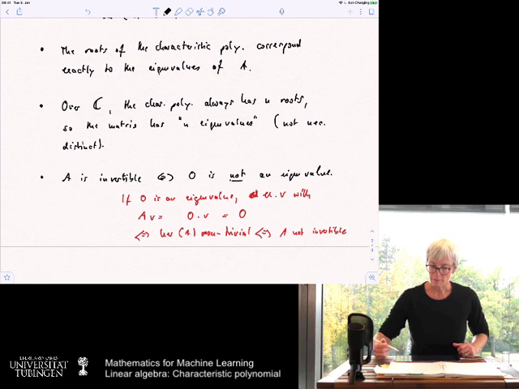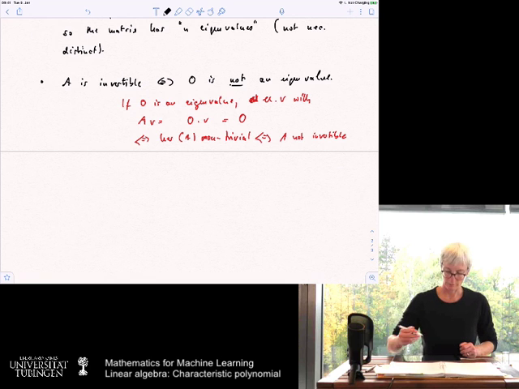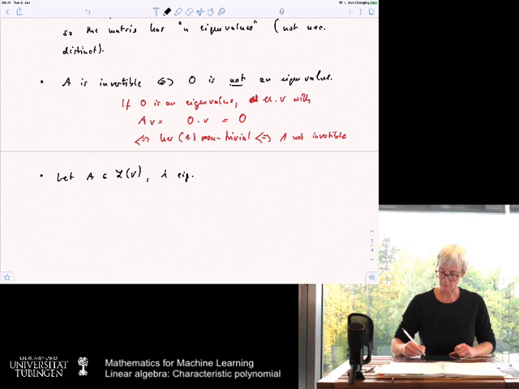What else do we have? This one I have already mentioned. Let me just check my notes. Okay. Some other properties which are maybe not so surprising, but let A be a linear operator on the vector space V and lambda an eigenvalue of A.